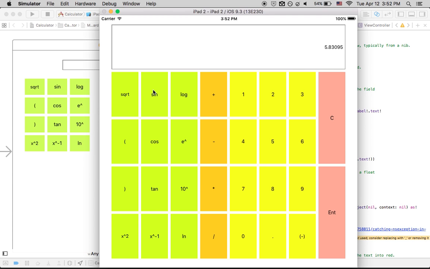If I do sine of 5.83, and by the way, the defaults for the sine, cosine, and tangent functions in Xcode Swift are in radians, so be careful of that. You can always convert to degrees yourself, so that would be future work for this calculator. But if I press sine, it gives you the corresponding value.